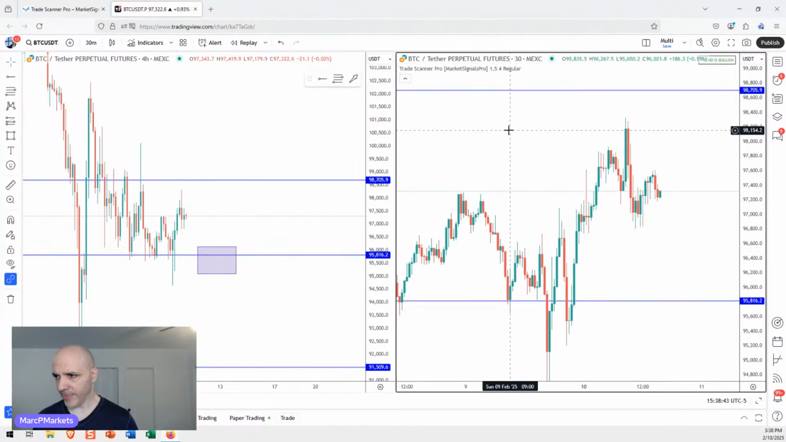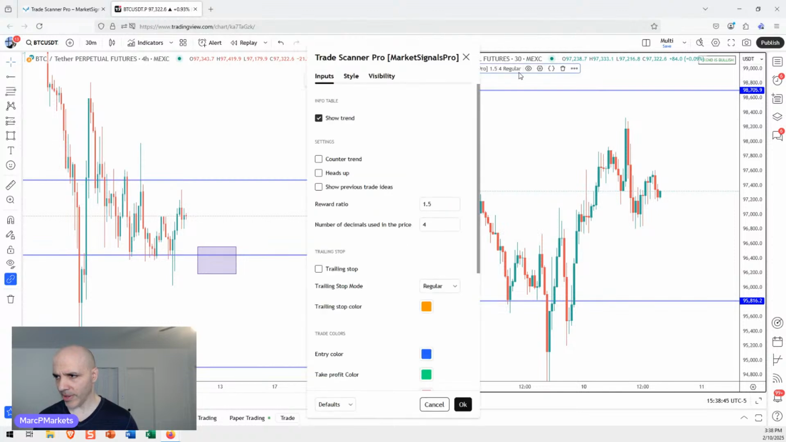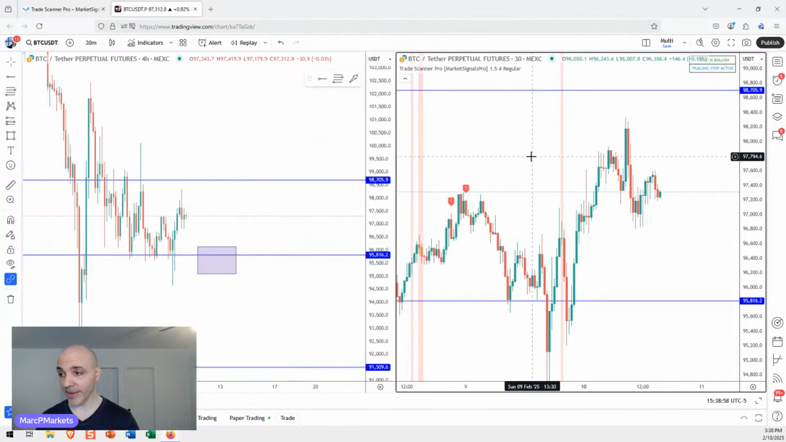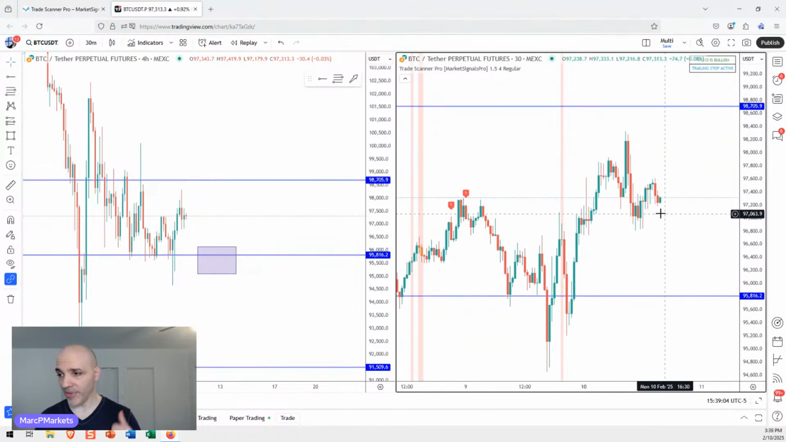And let me turn on, when you get the Trade Scanner Pro, by the way, you have to turn on all these settings. They start out as off. So you have to turn on the trailing stop, the show previous trades, and the heads up. Make sure you do that, right? So I turned all that on. All that stuff is explained in the explainer video that's in the description.